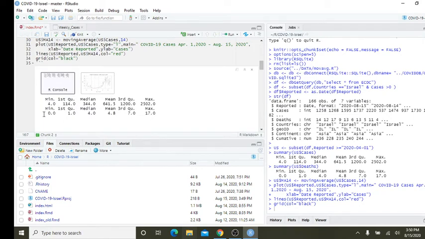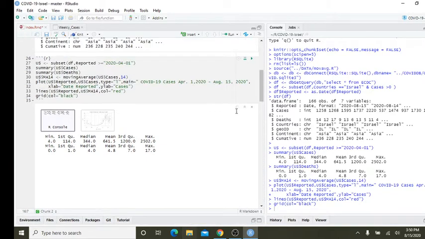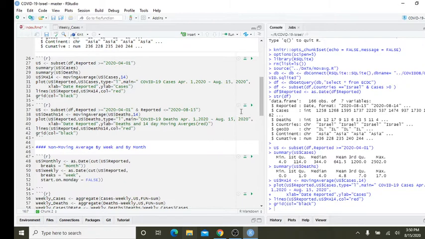We've got some summary data. Top line is cases, bottom is deaths. Minimum cases between April 1st and now is 4 for Israel. The mean is 641, and the maximum is 2,502 cases. Deaths: the minimum is 0 between April 1st, a mean death of 4.8, a maximum death of 17. Okay. On with the show.